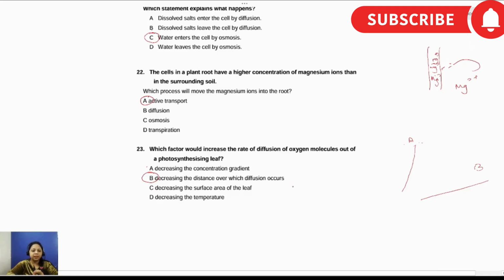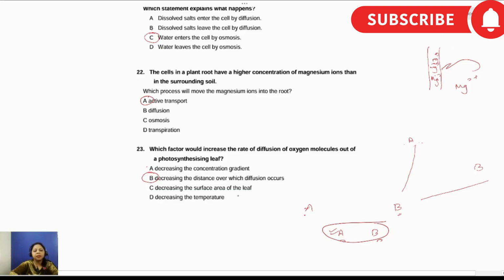Okay, number two is distance. Now you have to move from distance A to distance B, and here we have A to B. In which one would lesser time be taken? This one, right? You have to travel 1 kilometer or 1 meter. Definitely 1 meter is easier. So it will increase the rate of diffusion.